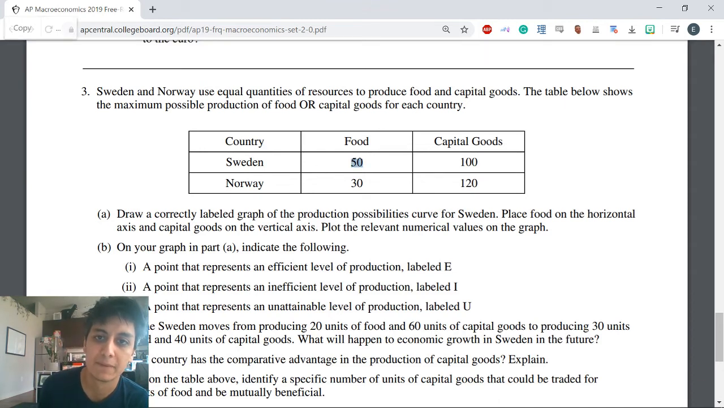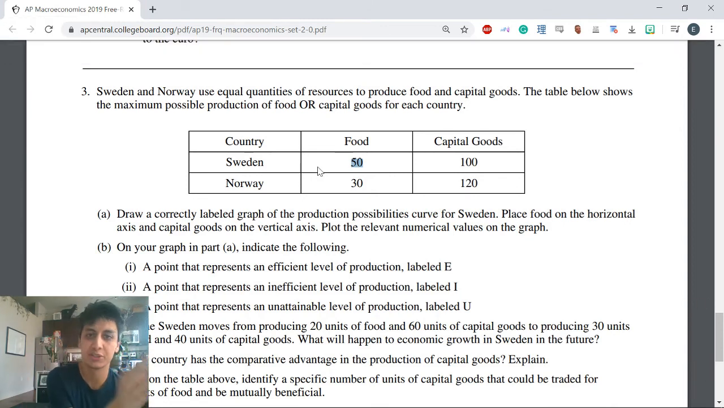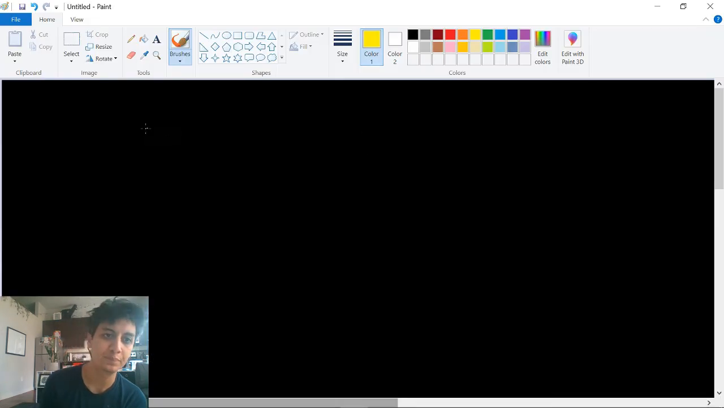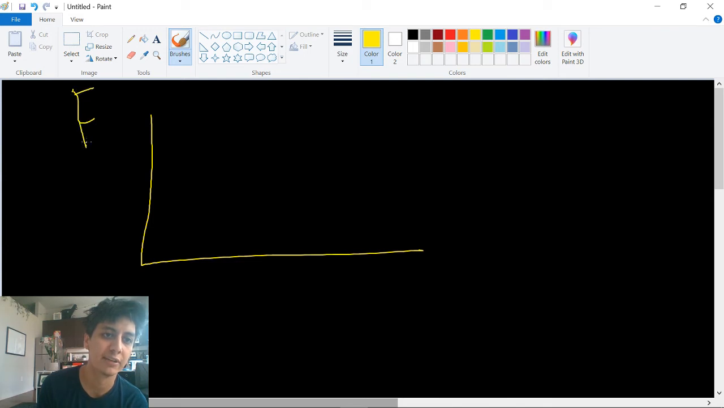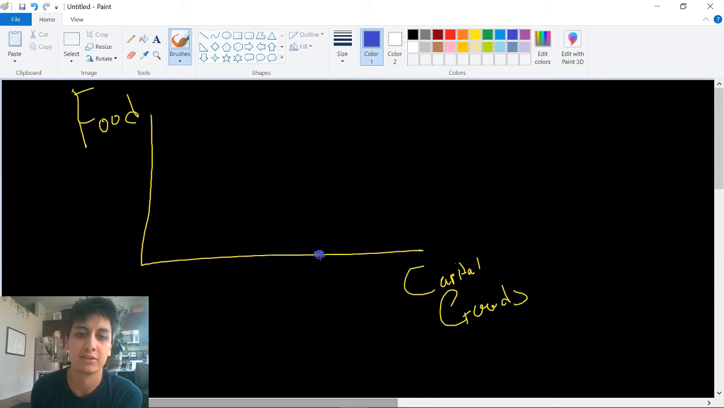Okay, so remember that this table is going to be showing maximum, right? It's showing either or. They can either produce 50 food or they can produce 100 capital goods. They cannot do both of these at the same time. So let's go ahead and draw that on a graph. Production possibilities curve here. Let's put food, that's an F. Capital goods. And what, 100 or 50.